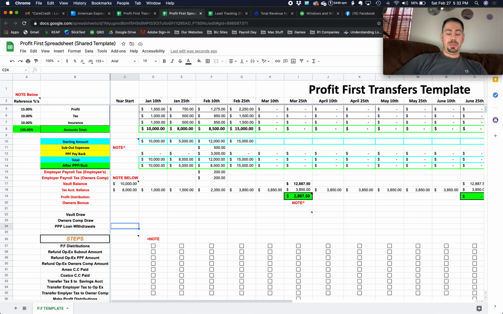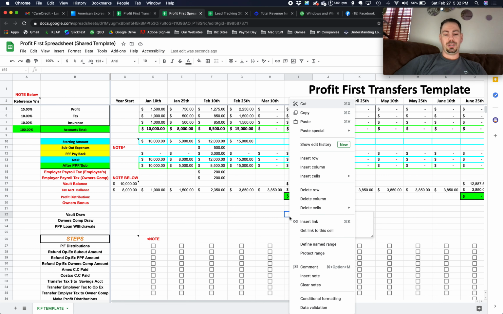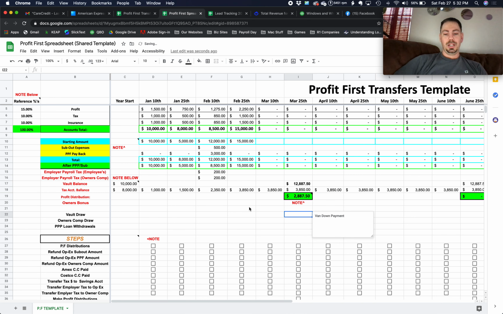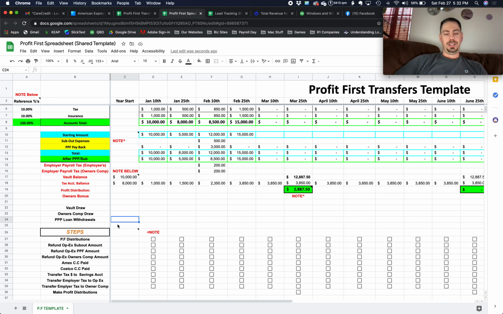PPP loan withdrawals. If you did get a PPP loan, then you can list the amount in here and do the same thing. You can insert a note saying what that PPP loan was actually used for. Let's clear these notes out. Again, if you have it, go ahead and use it. If you don't, then you can just ignore it or delete it.